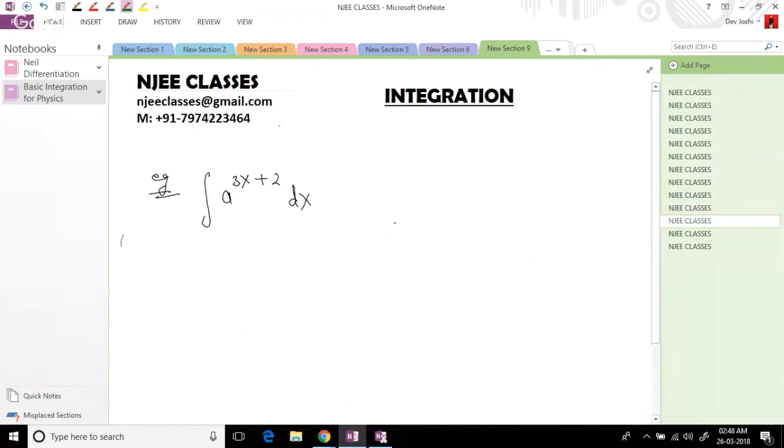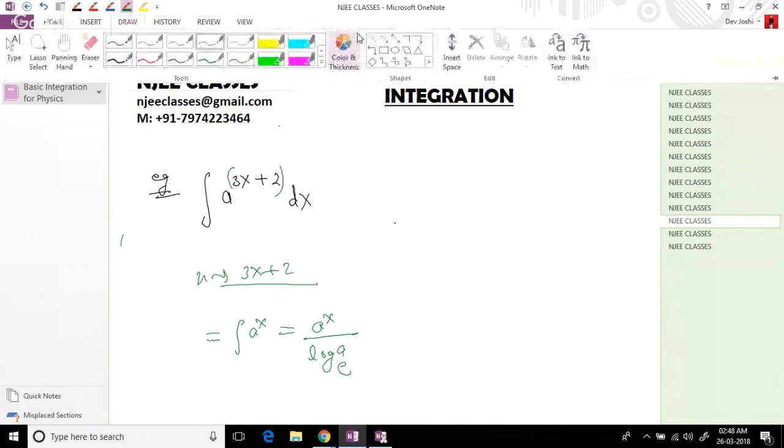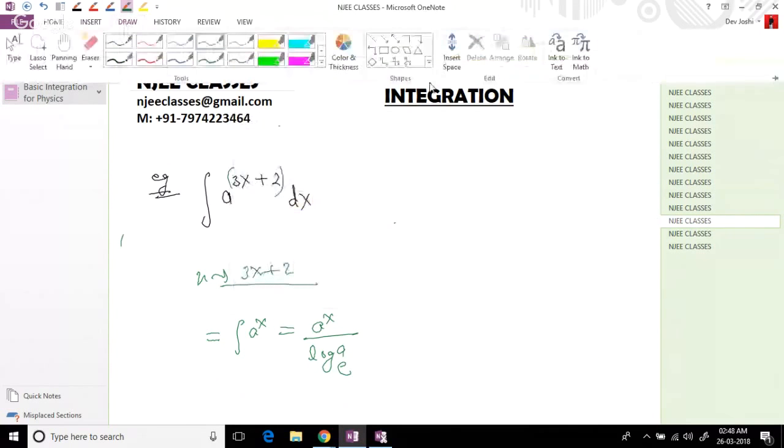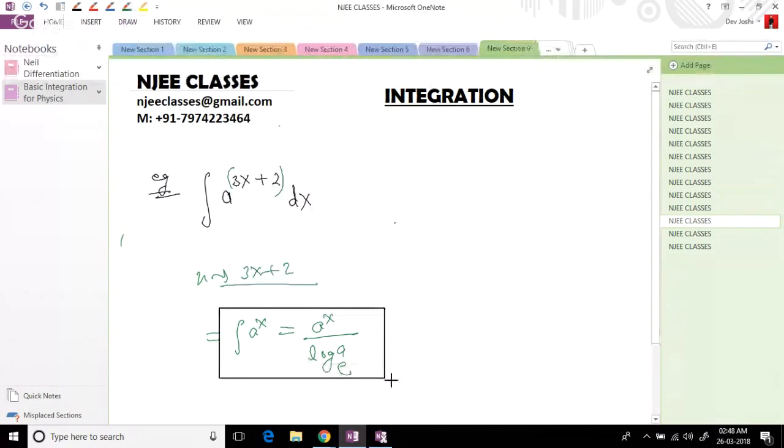Yes, please. a to the power 3x plus 2. So what you will do over there? Again, we are expecting a to the power x. So x is replaced by 3x plus 2. So what happens? Integration of a to the power x is what? a to the power x upon log a on the base e. Right? This is what we know. So integral of a to the power x is basically a to the power x upon log of a on the base e.